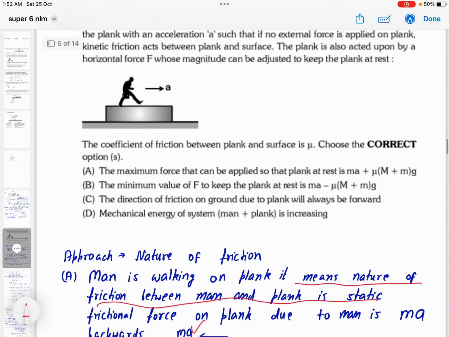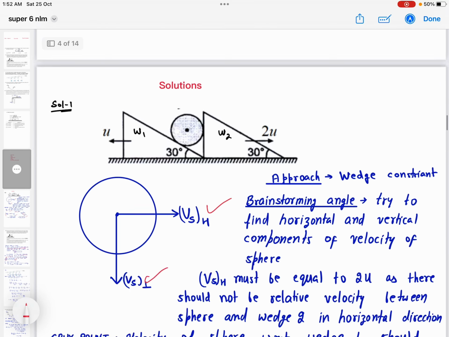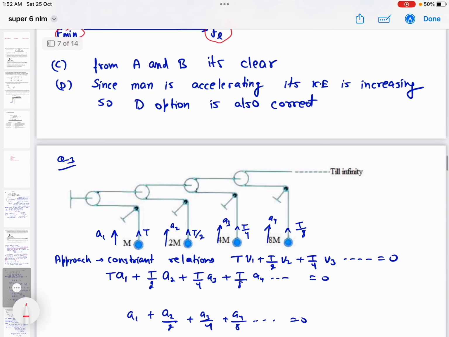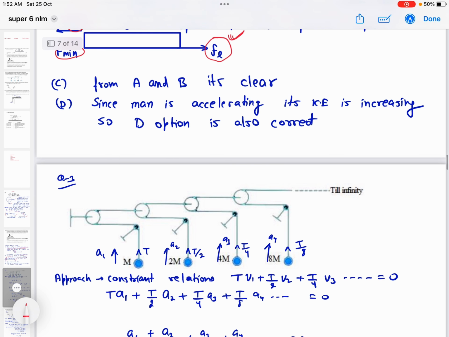Okay. Now let's come to question number 3, a very important question. Yes, so this system is there. In this system, that is an infinite pulley arrangement system, the approach must be the constraint relation only, because whenever it comes to string, pulley, mass systems, we always apply the power method. So from the power method we first write that the net power associated with this system must be 0.